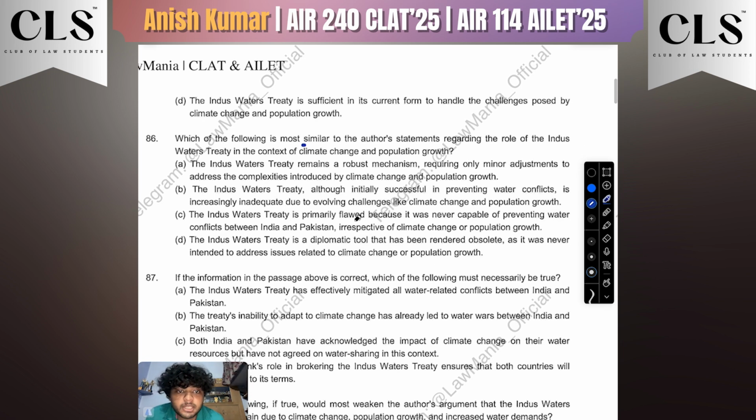The Indus Water Treaty is primarily flawed because it was never capable of preventing water conflicts. It worked earlier, so we can't call it primarily flawed, right? It prevented water conflicts, that was given earlier. The Indus Water Treaty is a diplomatic tool that has been rendered obsolete, as it was never intended to. No, it's not just a diplomatic tool. It's a full tool to share water, to stop conflicts and share water. Right? So it has not been rendered completely obsolete. I think B is the most suitable answer.